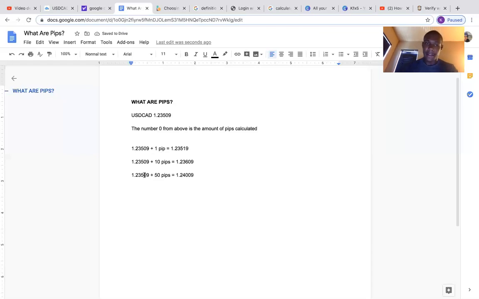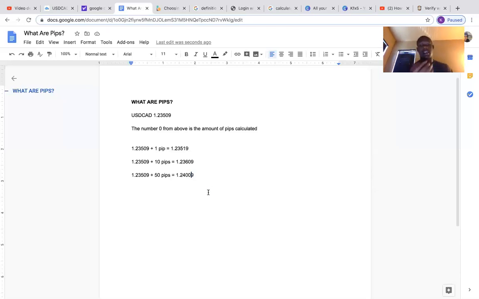Why? Because I added 50 pips. And as you see, 50 plus 50 makes 100. So I'm going to carry the 1 and add it to this 3, which will make it 400. And these two numbers right here will be 0 since I added the 50, which made 100. These two numbers will be zeroed out. As you see here, zeroed out. And then the remainder, number 9.